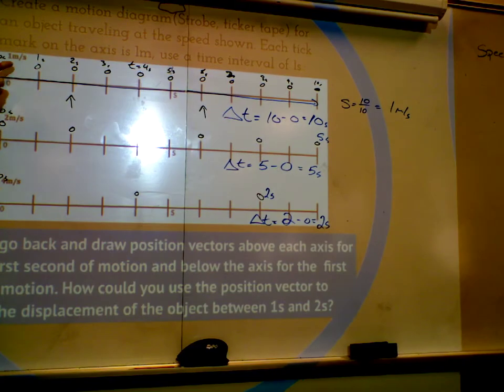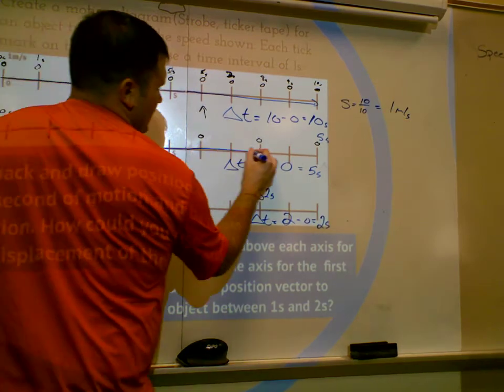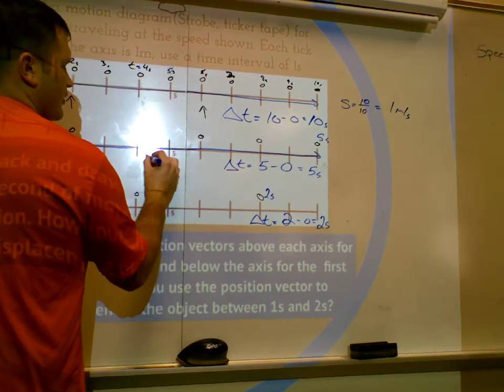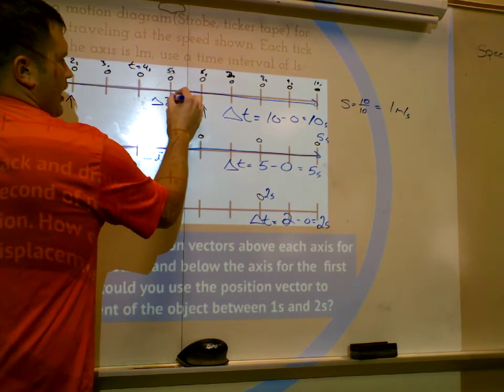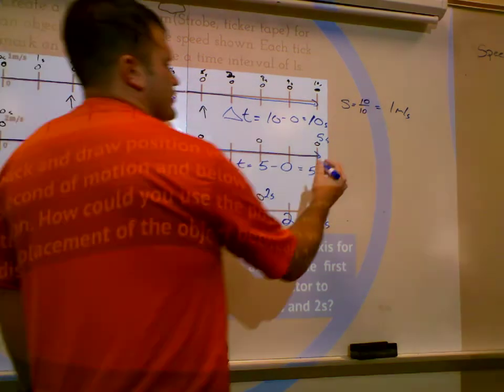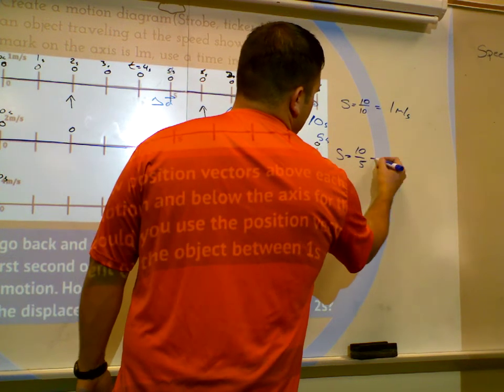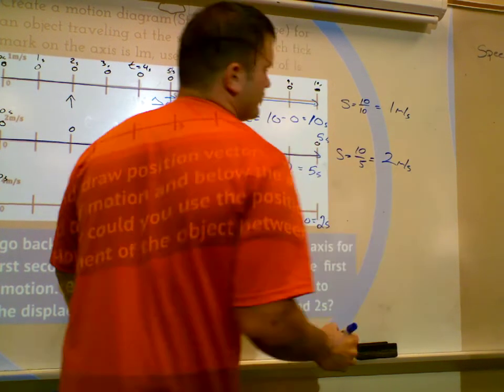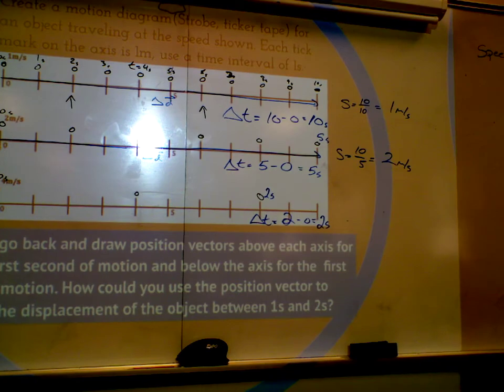Is that just a coincidence? No, it's not a coincidence. Okay, what about this one? Here's my displacement vector. How long is that displacement vector? 10 meters. How much time did it take? 5 seconds. So speed equals 10 over 5, which is 2 meters per second. What a coincidence. Everything's coincidental, right?